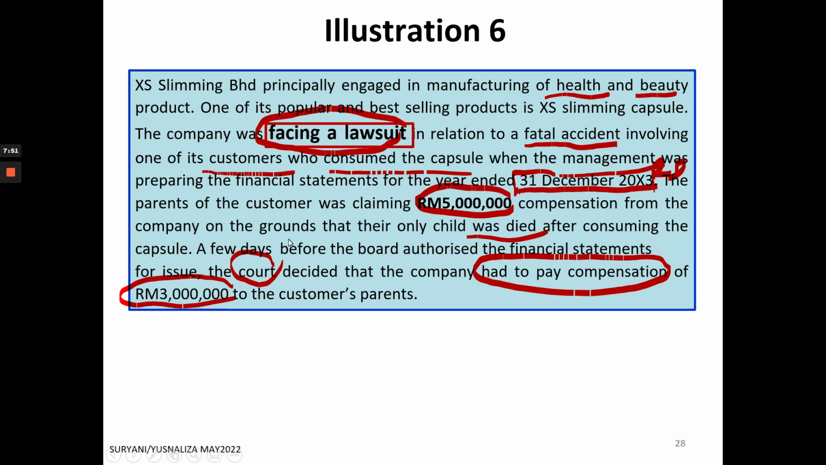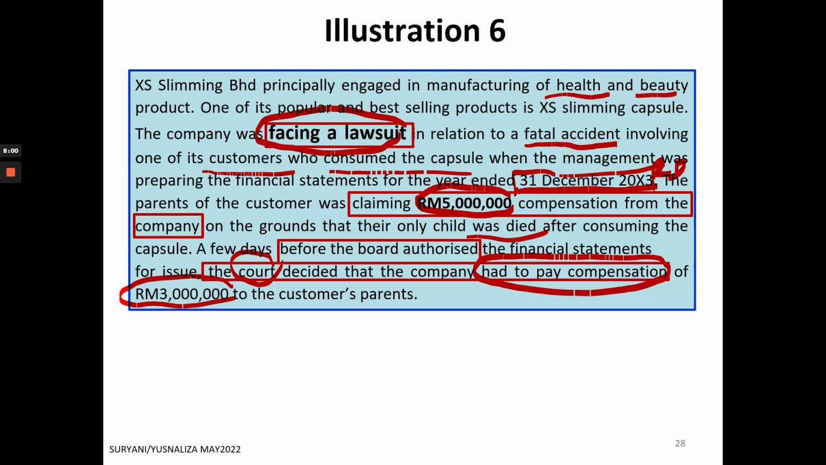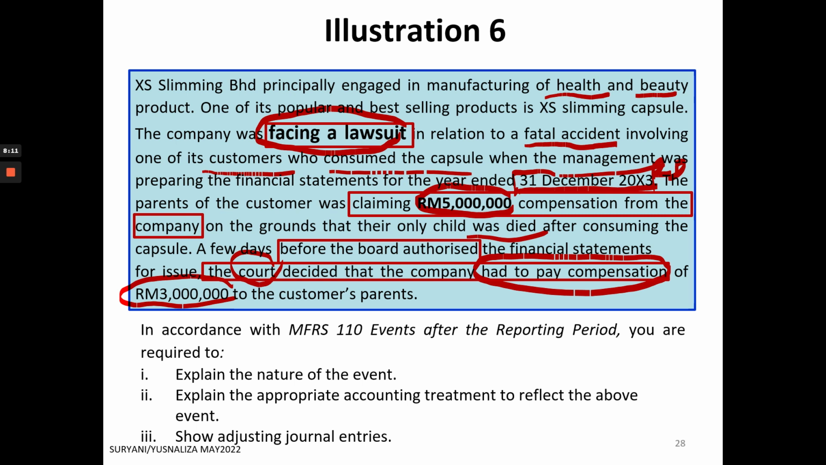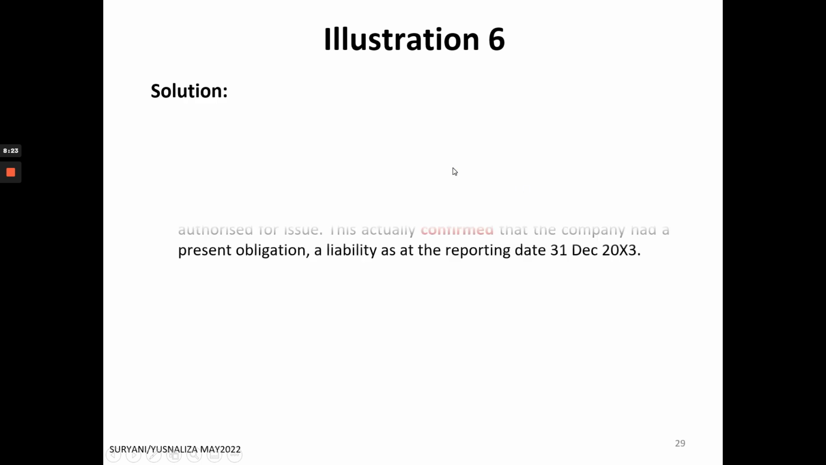So now we need to look at what happened to the company. There was a claim, and before the board authorized the financial statement for issue, the court made that decision for the company to pay the compensation to the parents that lost their child. So in accordance with MFRS 110, you have to explain the nature of the event, either adjusting or non-adjusting, and also the appropriate accounting treatment and the adjusting journal entry. So let's look at what you have here.